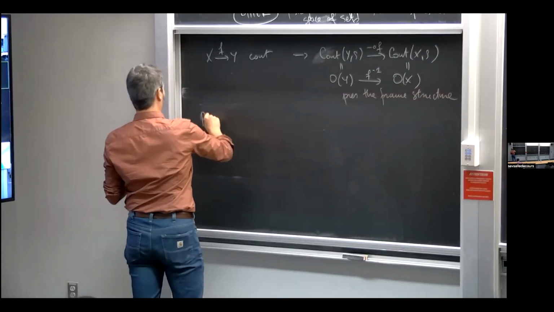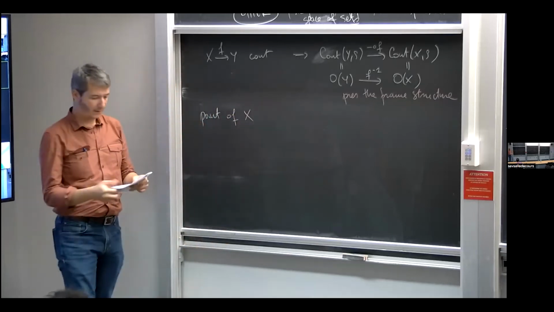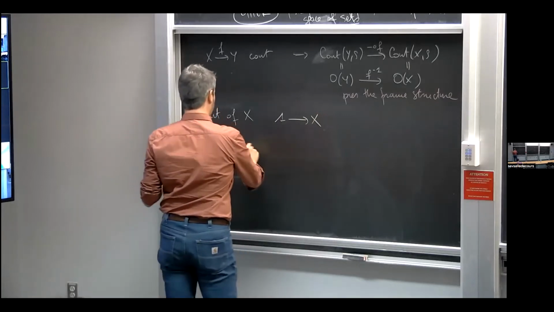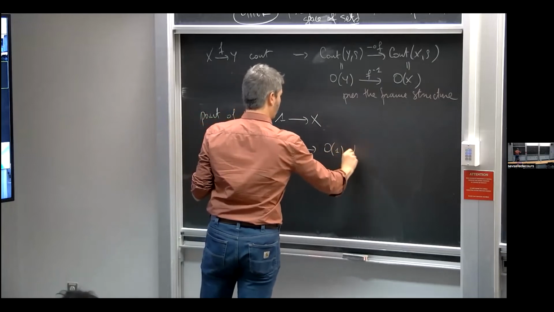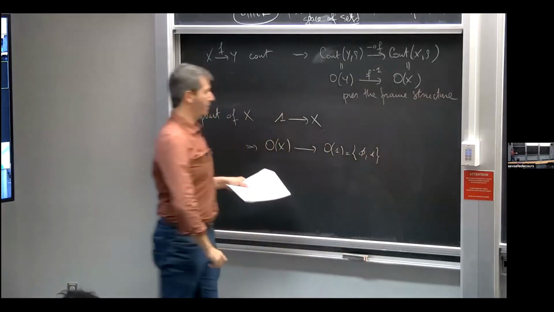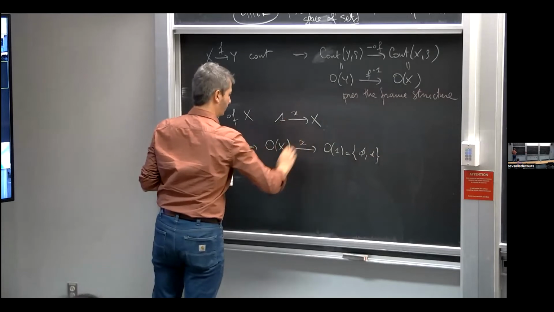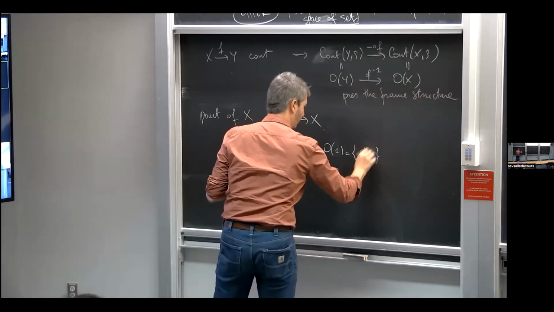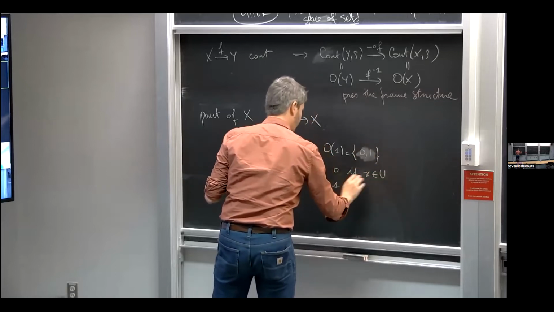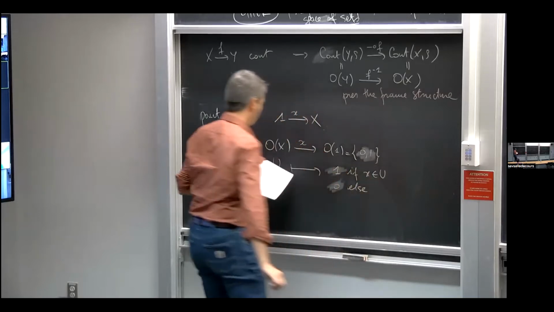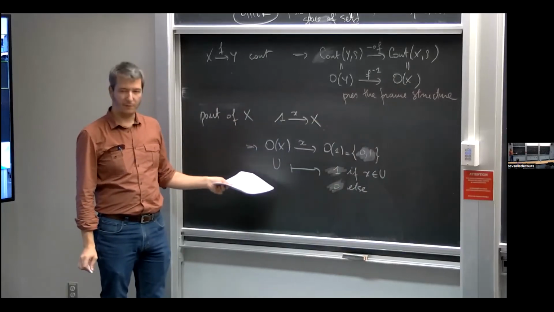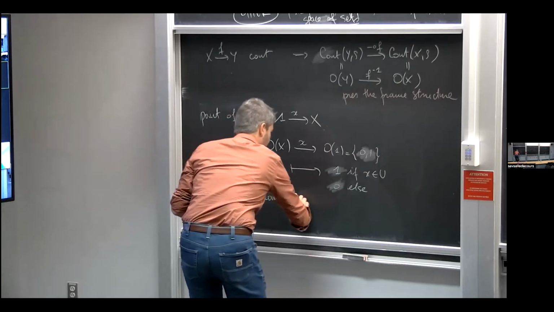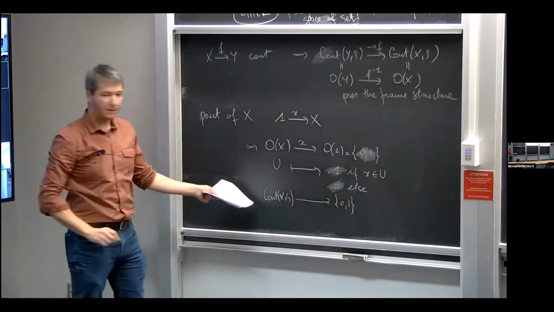So in particular, if I look at the points of X, which is a map from the one-point space to X, I can translate this into a morphism of frames that takes an open subset and produces, let me use 0, 1 here, 1 if my point was in the open, and 0 otherwise. And now, if I think in terms of continuous functions, this is just the evaluation at the point x.